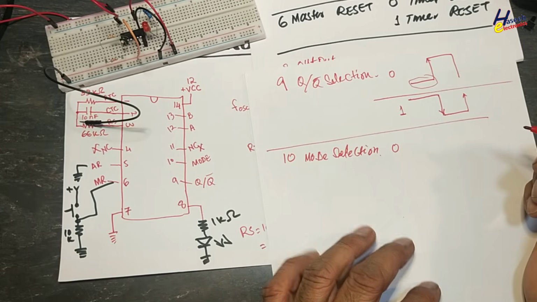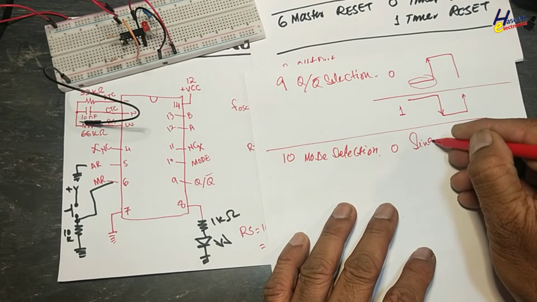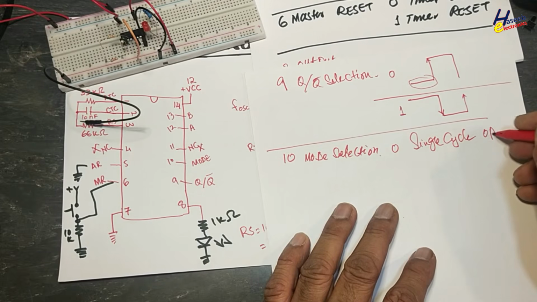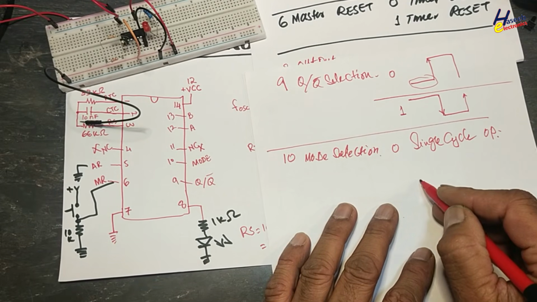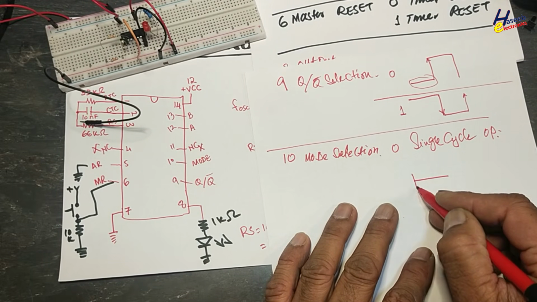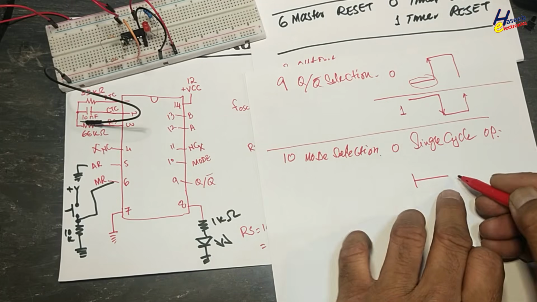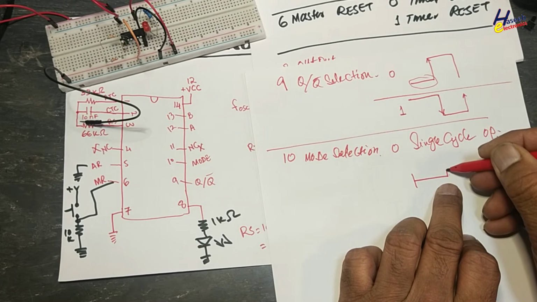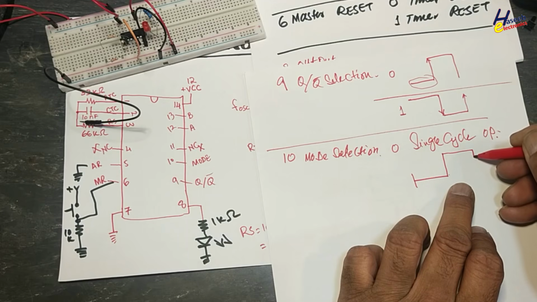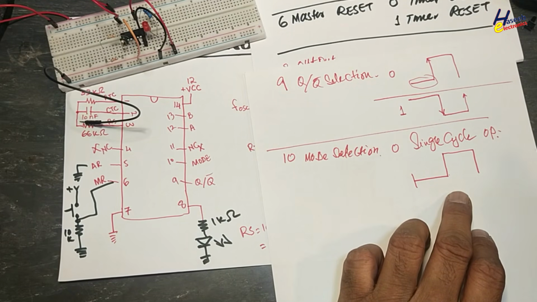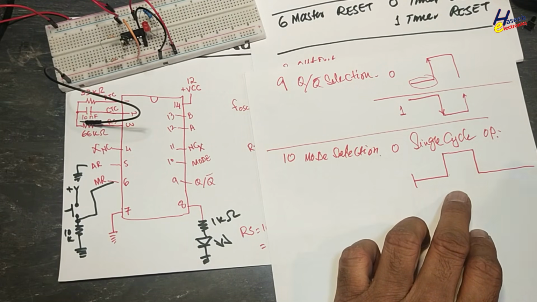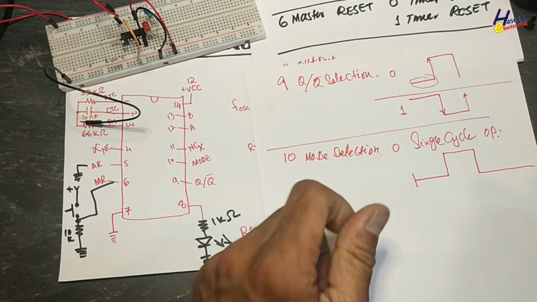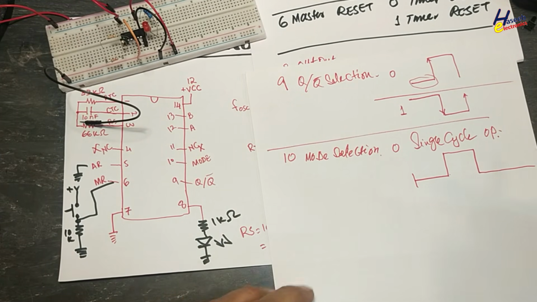If connected to 0, single cycle operation. That means after resetting this IC, output will be low. If we select pin number 9 to low, then it will go high. So it is one cycle. After that, this IC will not work. So just one cycle, one delay time will be created.